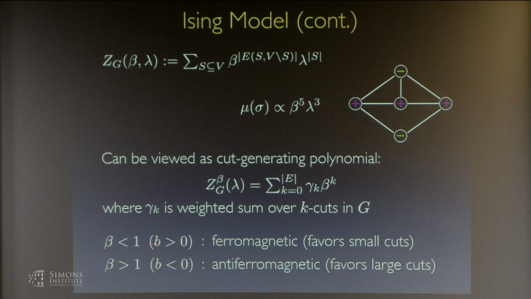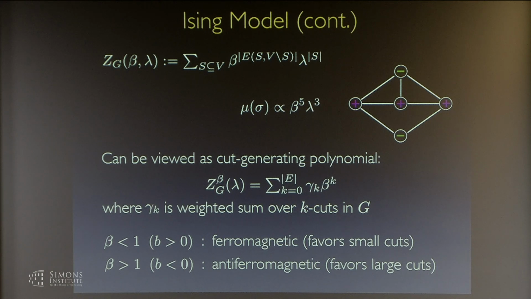So if we take beta less than 1, which is equivalent in the original parameterization to b greater than 0, then we're dealing with a ferromagnetic model, which means that it favors small cuts. So configurations with largest weight will be those in which all the vertices try to have the same sign. Conversely, if you take beta greater than 1, you're favoring large cuts, and therefore you want lots of alternations between pluses and minuses. In the physics terminology, this is called a ferromagnetic model: everybody is trying to be the same. An anti-ferromagnetic model, everybody is trying to differ from their neighbors.